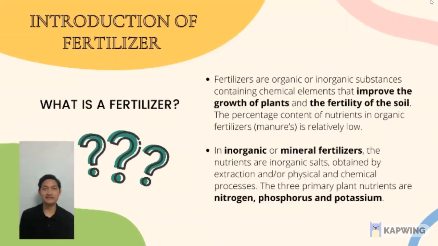What is a fertilizer? Fertilizers are organic or inorganic substances containing chemical elements that improve the growth of plants and the fertility of the soil. The percentage content of nutrients in organic fertilizers is relatively low. In inorganic or mineral fertilizers, the nutrients are inorganic salts obtained by extraction and/or physical and chemical processes. The three primary plant nutrients are nitrogen, phosphorus, and potassium.